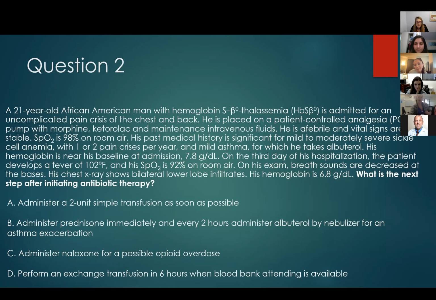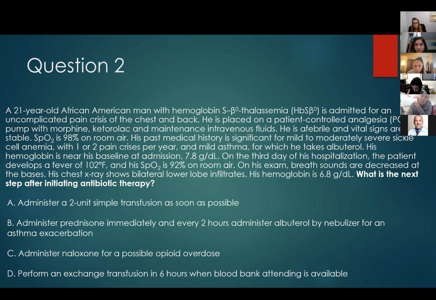Hi. A 21-year-old African-American man with hemoglobin S beta thalassemia is admitted for uncomplicated pain crisis of chest and back. He is placed on a patient-controlled analgesic pump with morphine, ketorolac, and maintenance IV fluids. He is afebrile with vital signs stable, SpO2 of 98 on room air. His past medical history is significant for mild to moderately severe sickle cell anemia with 1 or 2 pain crises a year, and mild asthma, for which he takes albuterol. His hemoglobin is near baseline at admission, 7.8.